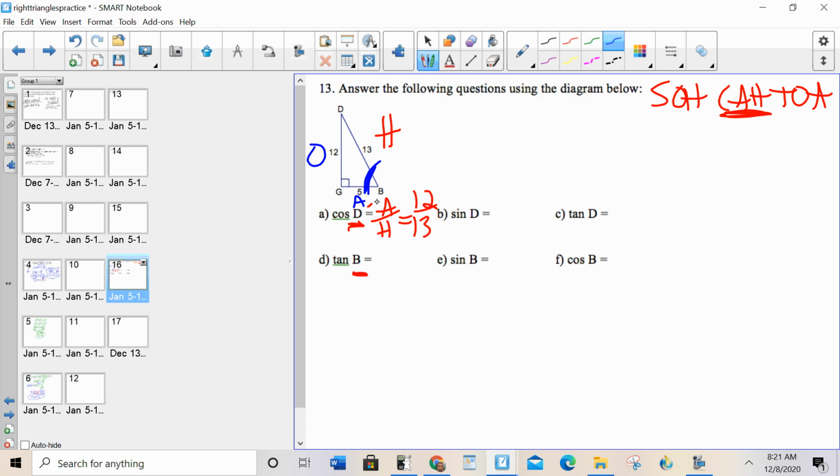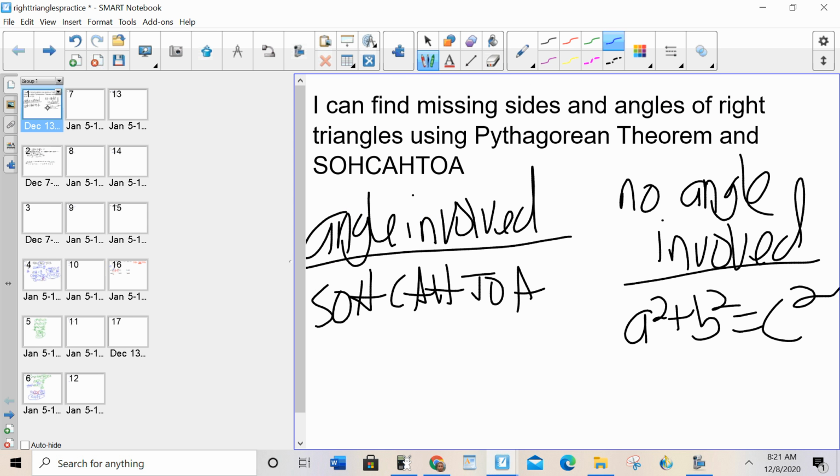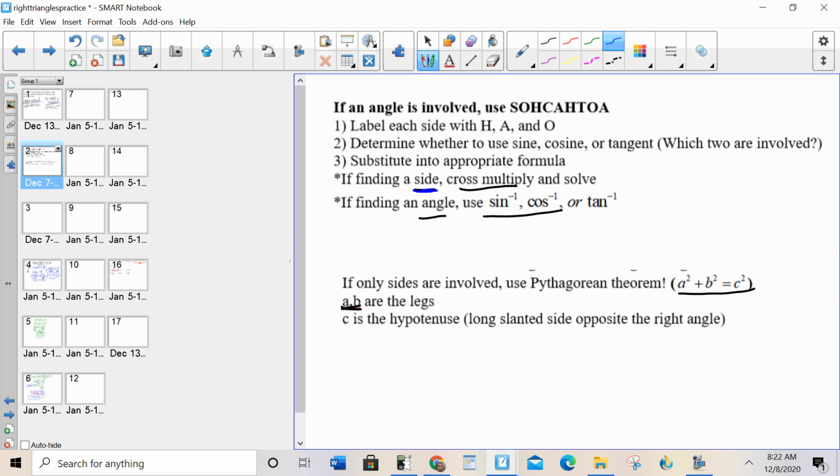So your class/homework is going to be to finish this. It's a very important practice sheet. There's nothing new for this lesson. It's just putting everything together. You are going to have a quiz at the end on this. And again, very, very important that you're able to do this stuff and you're able to know what to do when. If there's an angle involved, SOHCAHTOA. If there's no angle involved, Pythagorean theorem. And if it's SOHCAHTOA and you're finding a side, then you're going to cross multiply and solve. If you're finding an angle, that's when you use inverse.